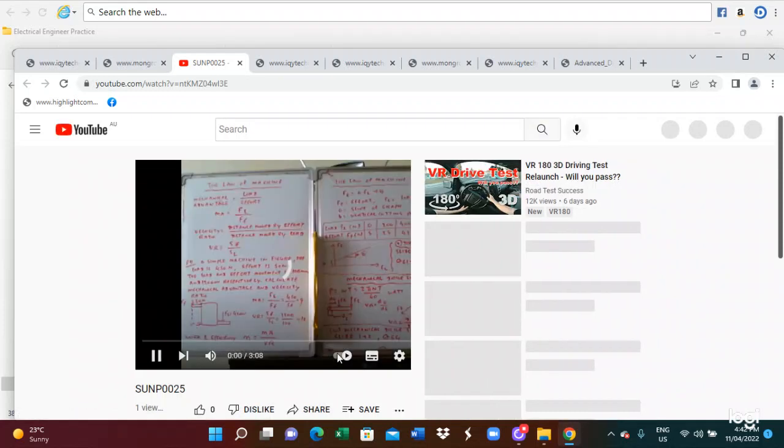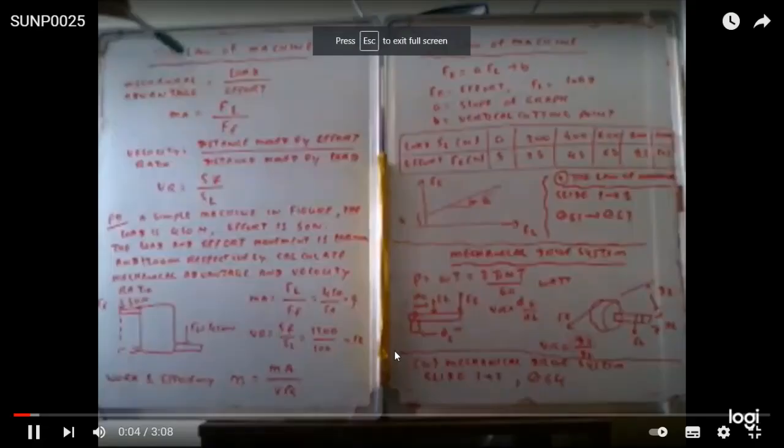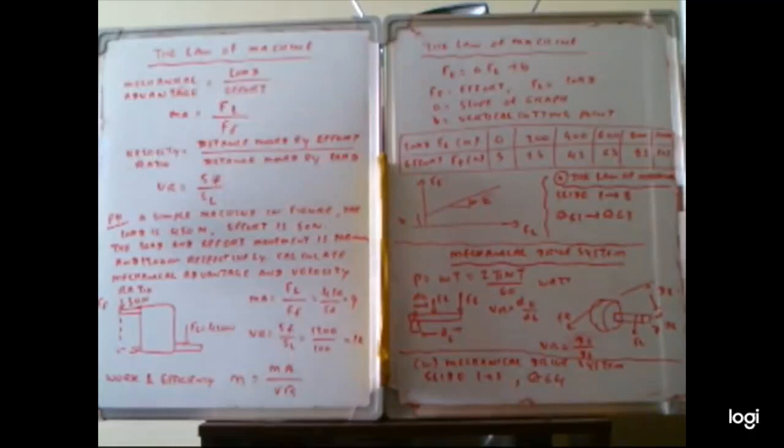And law of the machine. Okay, now the topic is the law of the machine. Mechanical advantage can be calculated as load divided by effort, so MA is equal to FL by FE. Velocity ratio is the distance moved by the effort divided by the distance moved by the load, so VR is equal to SE divided by SL.